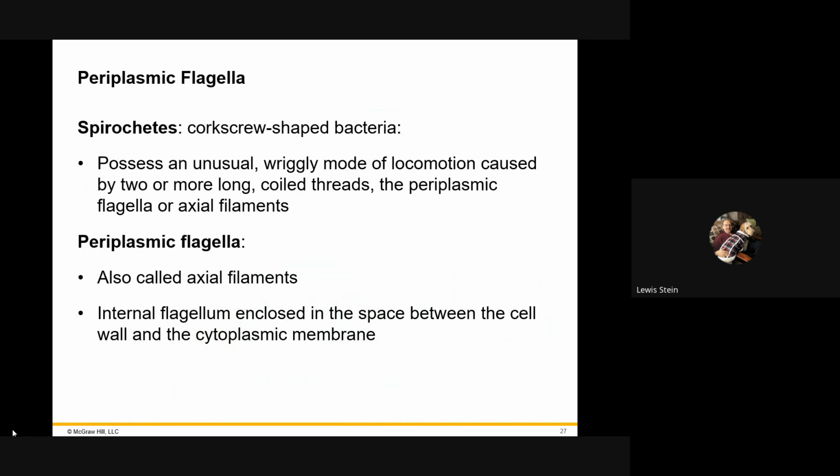So the movement is inside. You don't have anything protruding, it's inside. It's in an area called the periplasm, which we'll talk about in gram negatives here.